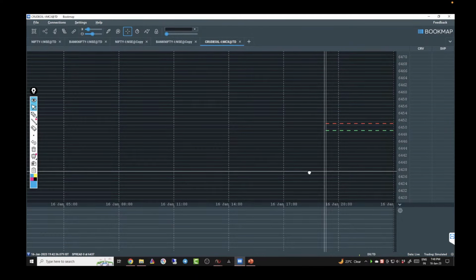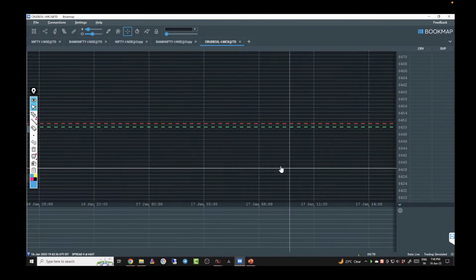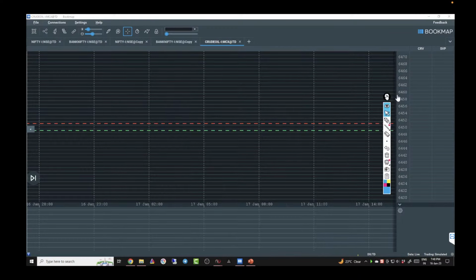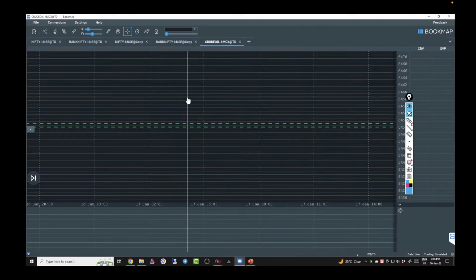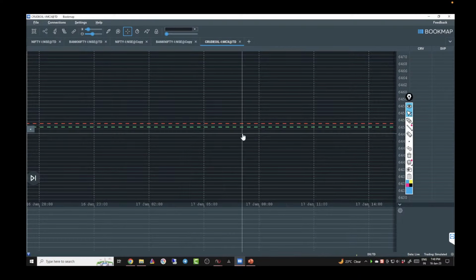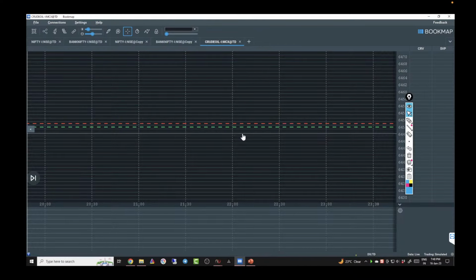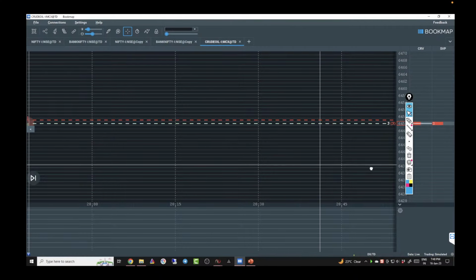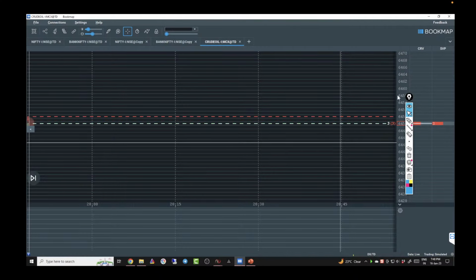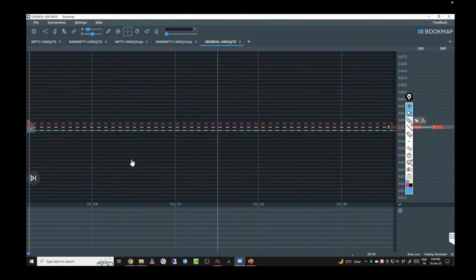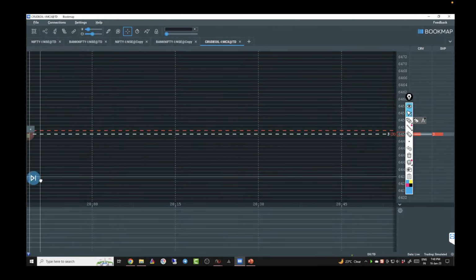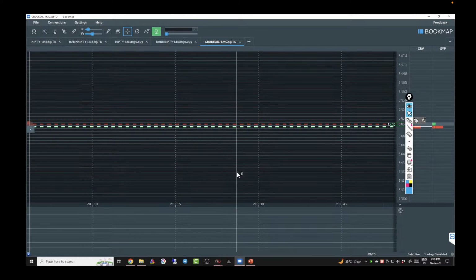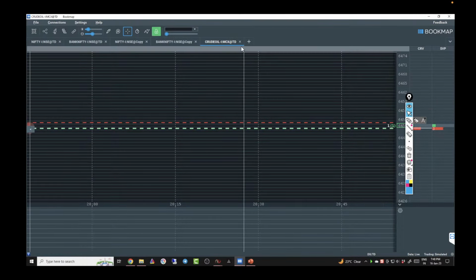we will be able to see the live ticks itself. So just give me a moment. It's getting loaded. Ticks are getting loaded. Just a moment.